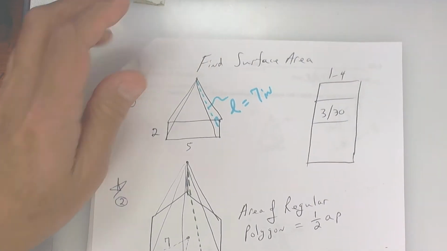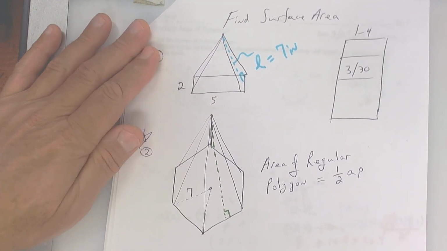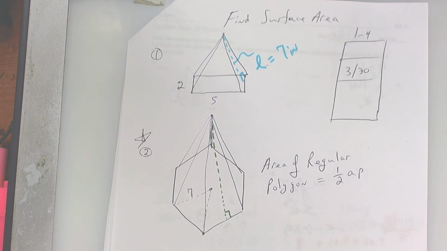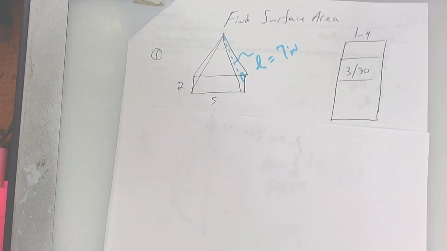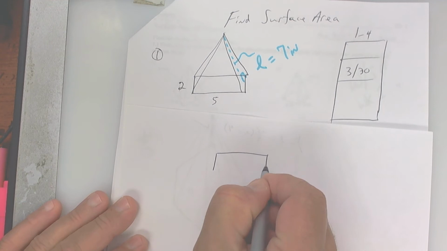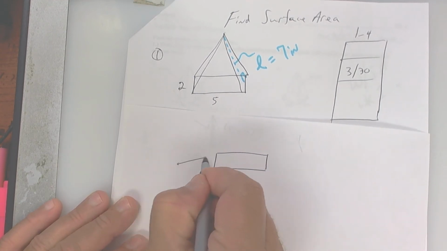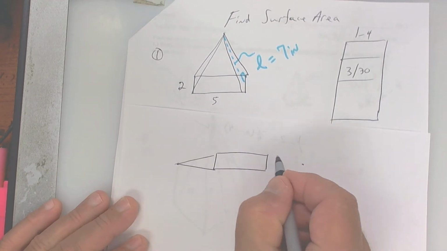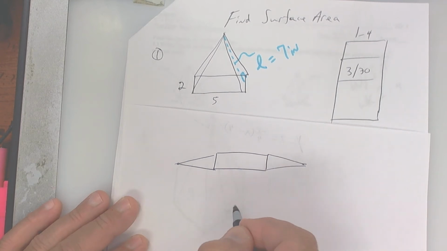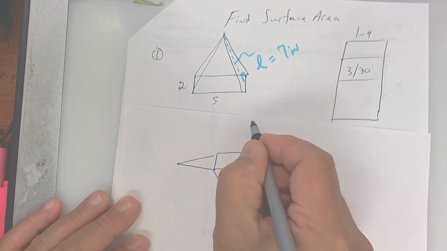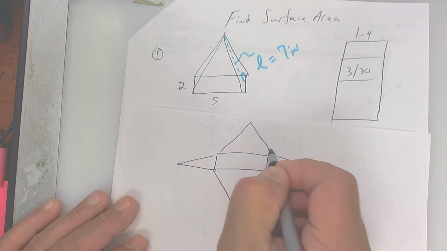All right, let's turn our attention now to geometry. Okay, let's work this one right here. First, I would open it up. Do you know what it's called when you open it up? All right, it's called a net.